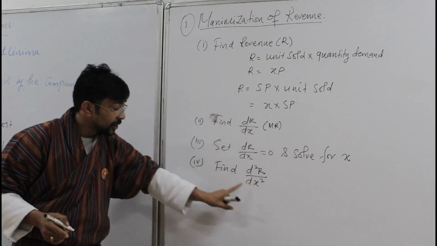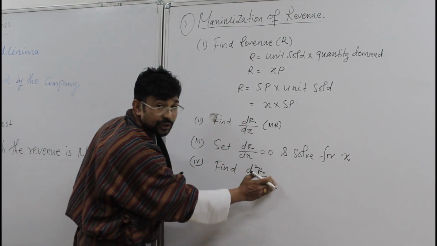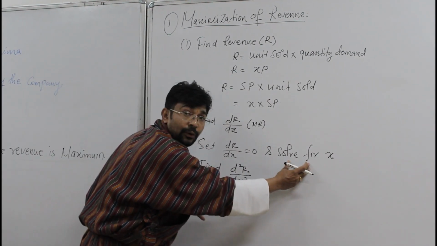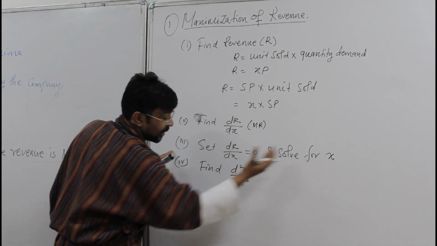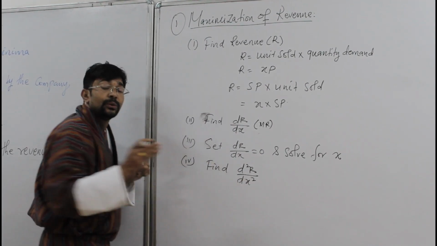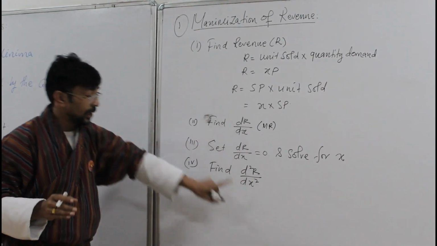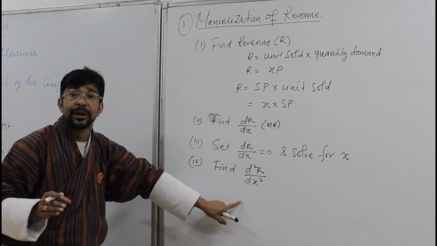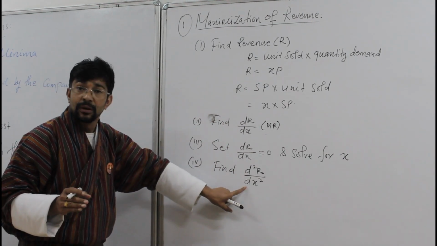If you do not get a value and you are getting an equation instead, then whatever value of x you have got from step number 3, you substitute in this one and find the value. You need to find a negative value. If you are getting a positive value, then you do not get maximum revenue; you are going to get minimum revenue. So you should get maximum revenue.